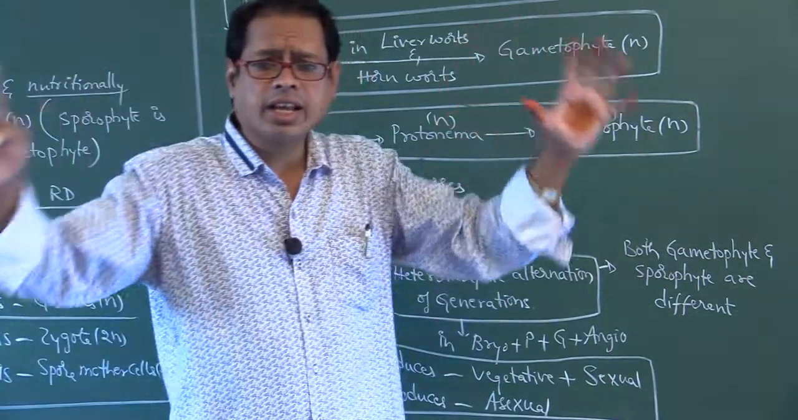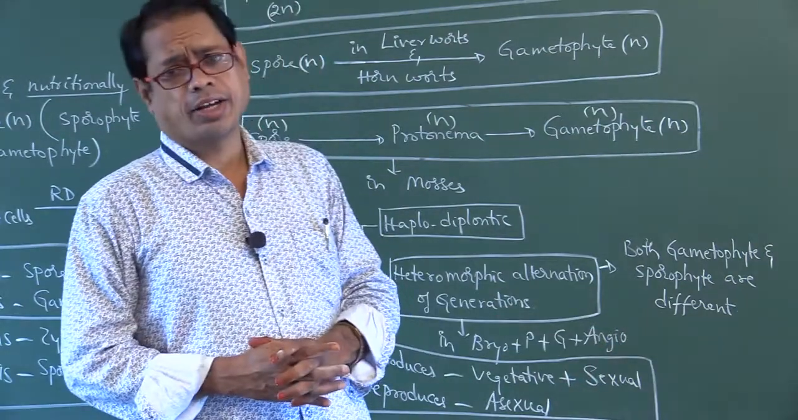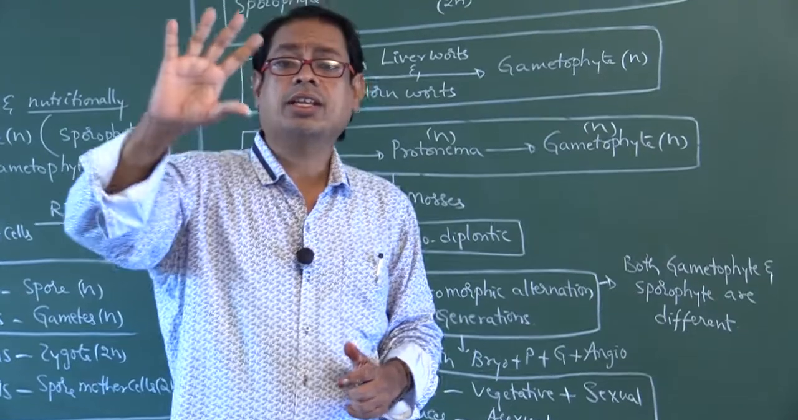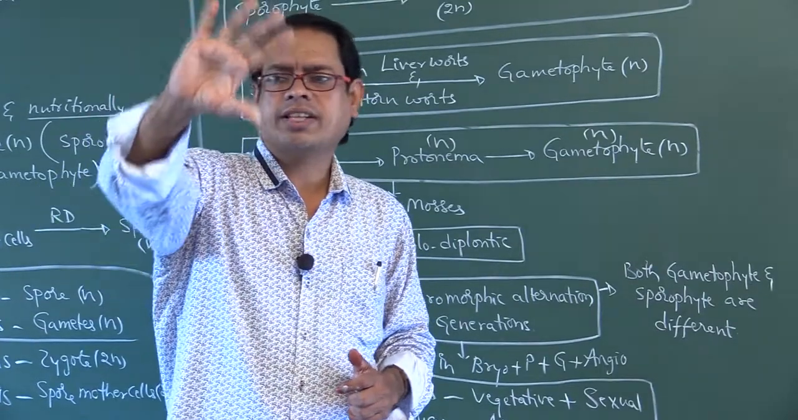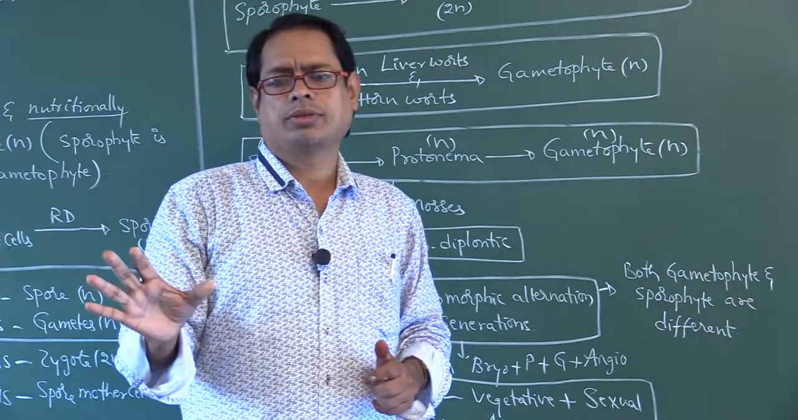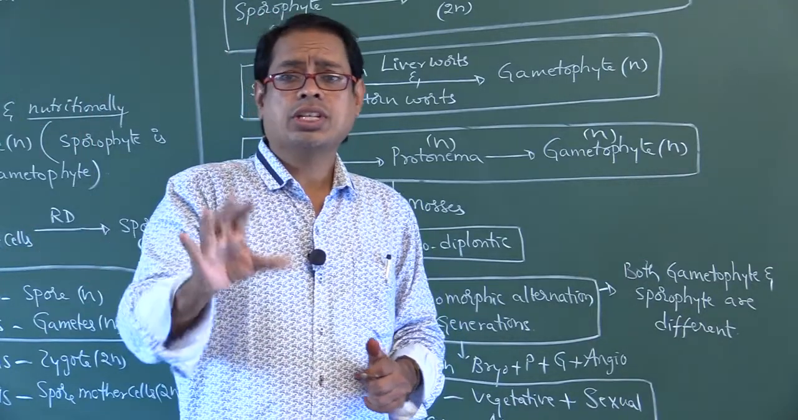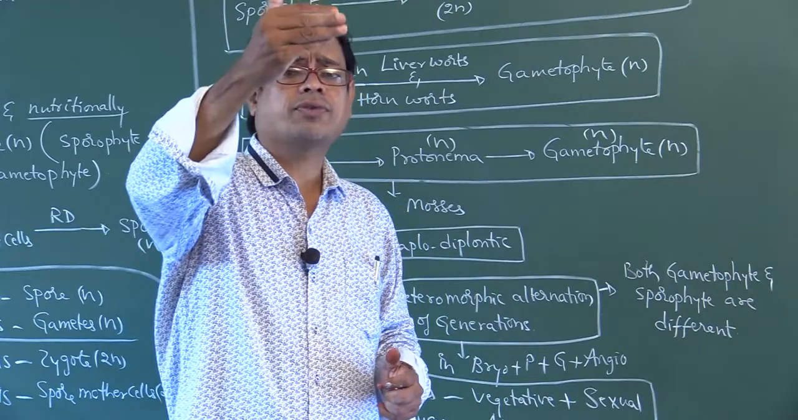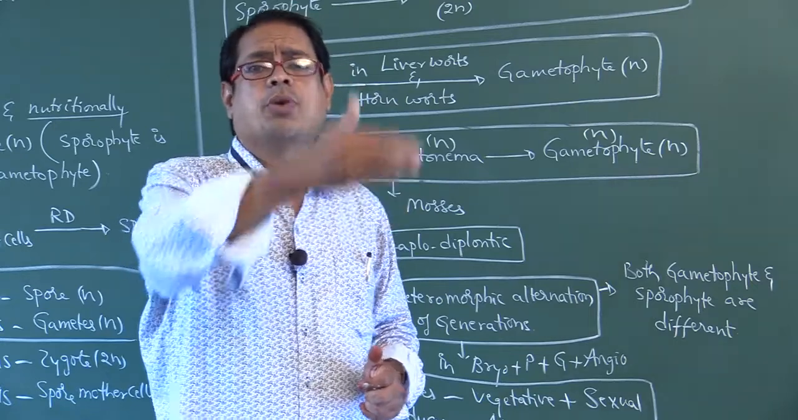These are all the general characters of Bryophyta. So how to understand: the dominant phase is the gametophyte. From the gametophyte, sex organs are developed. From the sex organs, gametes are formed. Those gametes fuse together and form the zygote. From the zygote, the sporophyte is formed. From the sporophyte, spores are formed.